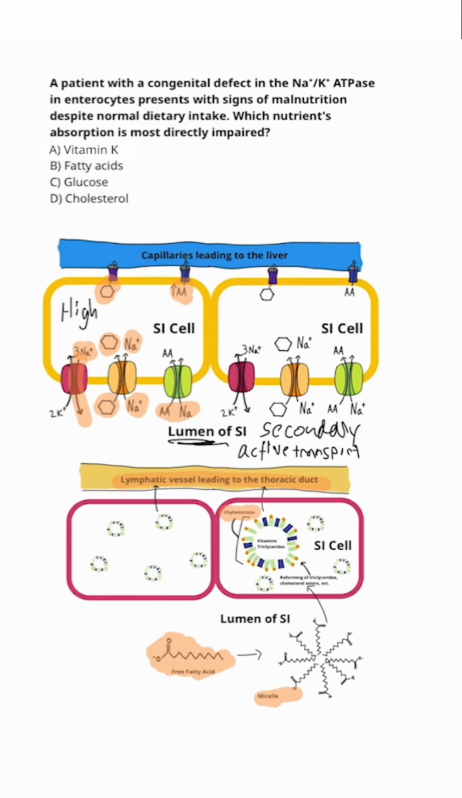So given that amino acids and glucose are the ones that rely on the sodium-potassium transporter, then we would not be absorbing glucose correctly.